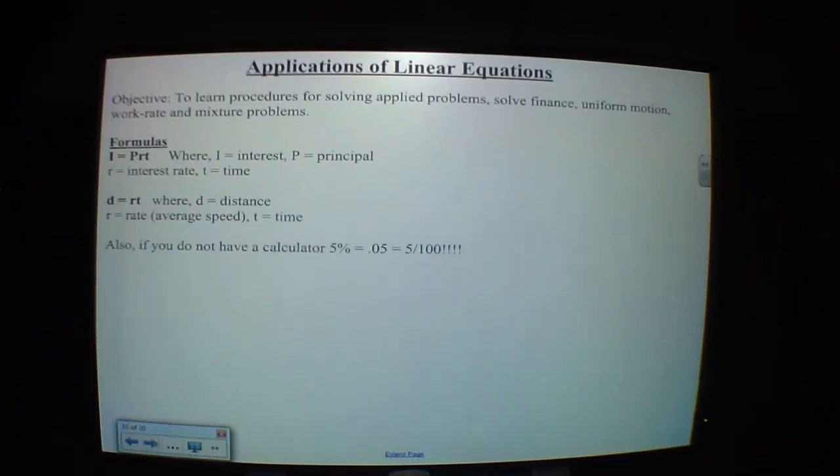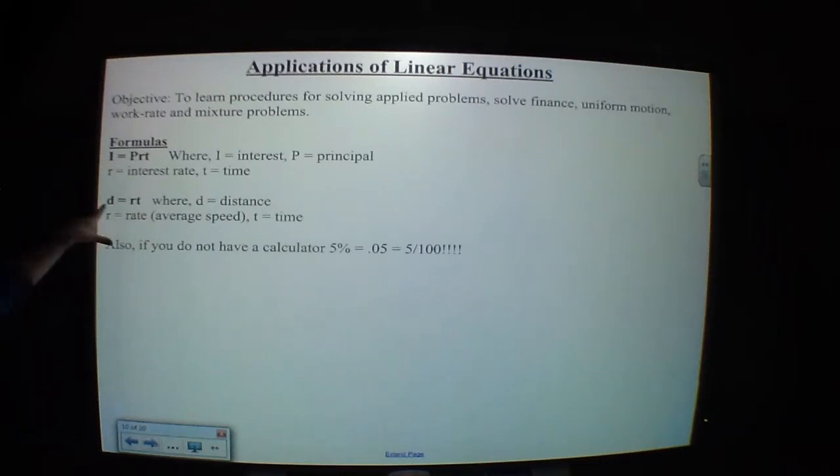1-1 part 2. Now I'm going to do applications of the linear variables. So I'm going to apply this to solving financial problems, uniform motion, work, mixture problems, different types of problems. A few formulas you need to know is I, which is interest, is equal to PRT. P is your principal, R is your rate, and so if you have a rate of 3%, you'll write it as 0.03, and time is the amount of time that you would be borrowing the money for.